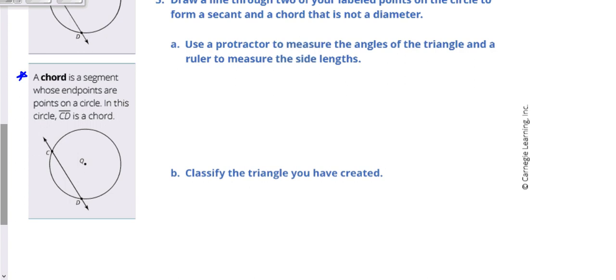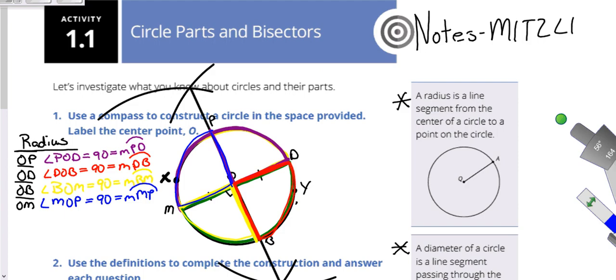Okay, so it looks like the same drawing, and this is why I don't like it. I have the kids erase this part of it so that all they do is identify the chord part of it, which should be this part right here with the endpoints on it. That's the difference between it. All right, so we need to form a line through two of our labeled points to form a secant and a chord that is not a diameter. So we're going to go back over here and do this as easy as we can, get some lines going.